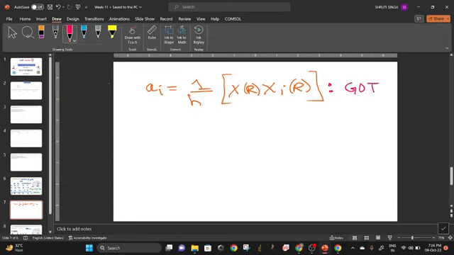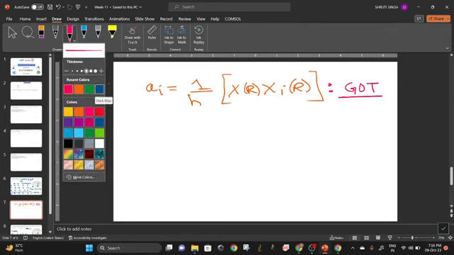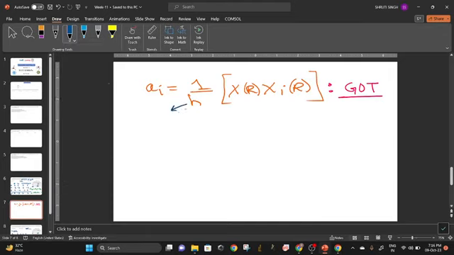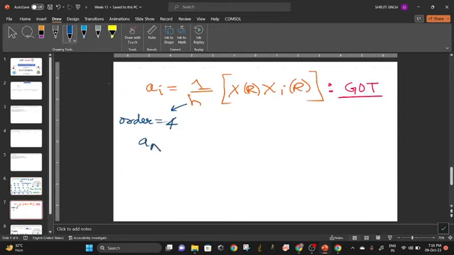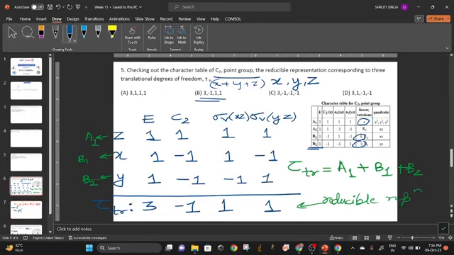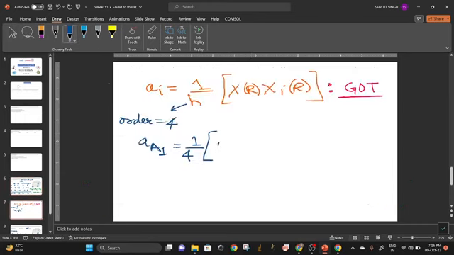Yes, great orthogonality theorem. So what is h here? It's 4. Yes, so h is the order, equal to 4. So let's try. First is a1. So a of a1 should be 1 upon 4. Now can you do this? Yes, ma'am. 1, 1, 3. Can you do this and tell me the answer?